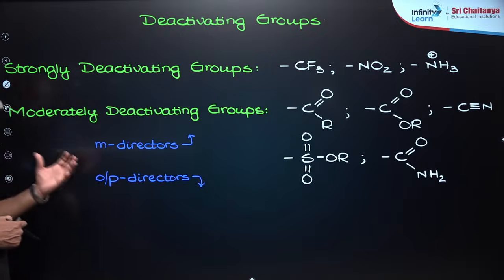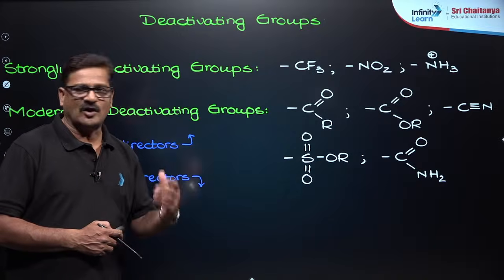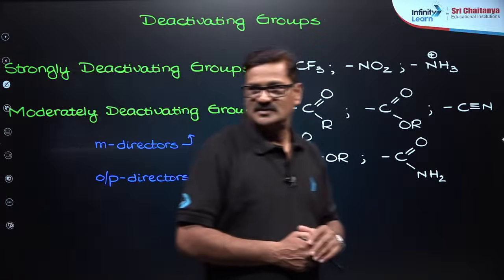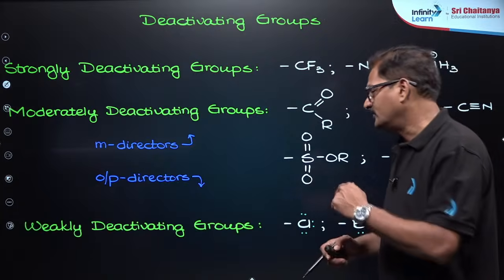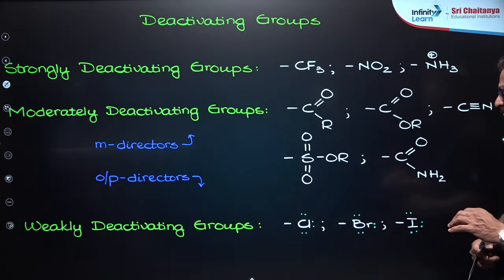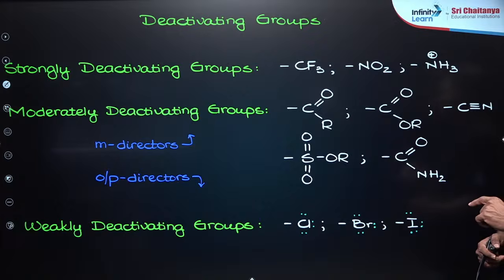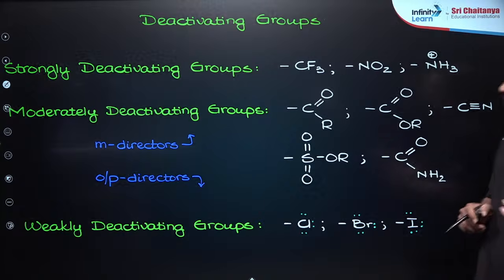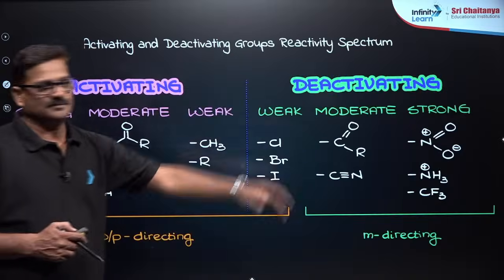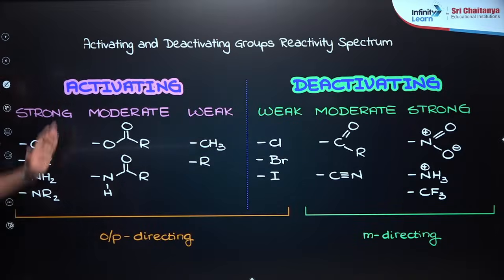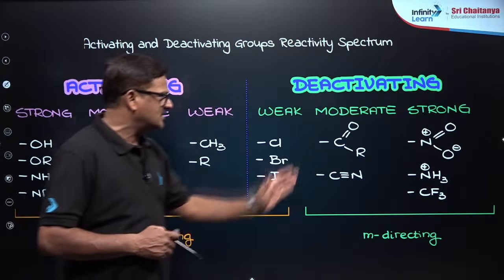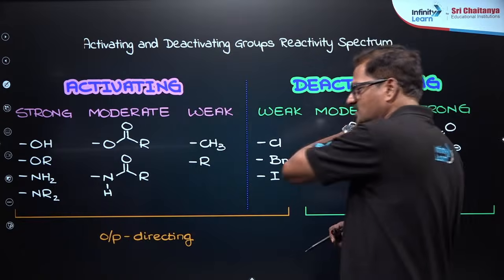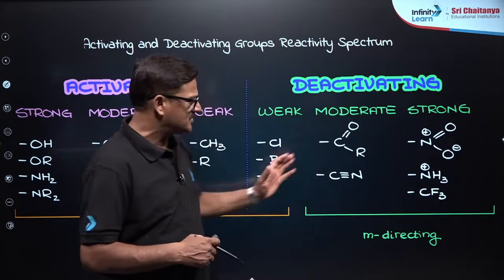So that's the reason why strongly deactivating groups are CF3, NO2, NH3 plus, and moderately deactivating groups are any carbonyl groups or carboxylic groups and their derivatives. But halogens come now, they are weakly deactivating, but exceptionally they are ortho and para directing. So in the entire scenario, I wanted to show you: strongly activating, moderately activating, weakly deactivating, moderately deactivating, and strongly deactivating. Wherever activation is there, ortho and para directors, and wherever deactivation is there, meta directors.